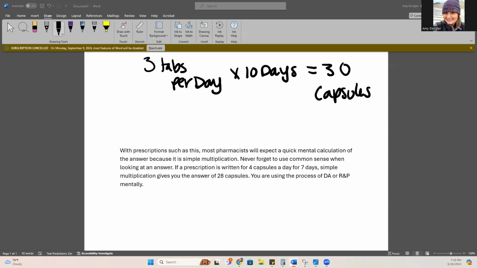With prescriptions such as this, most pharmacists will expect you to do a quick mental calculation of the answer because it's just simple multiplication. Never forget to use your common sense when looking at your answers. If a prescription is written for 4 capsules a day for 7 days, simple multiplication gives you the answer of 28 capsules. And that's the same process if we were to set this up as a ratio or proportion, which would take longer to solve.